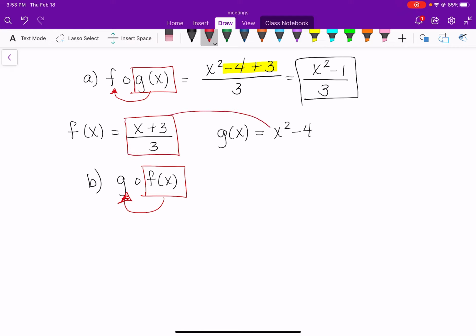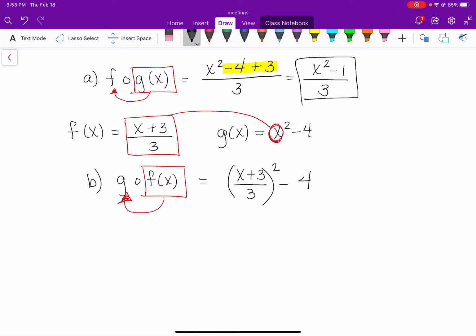I'm going to bring it over here, and remember, we're just going to stick it in for the x. So the squared is going to stay. Basically, that means that we're going to have that fraction, x plus 3 over 3, in parentheses, and we're going to square it. So this is how it's going to look: x plus 3 over 3 in parentheses squared minus 4.